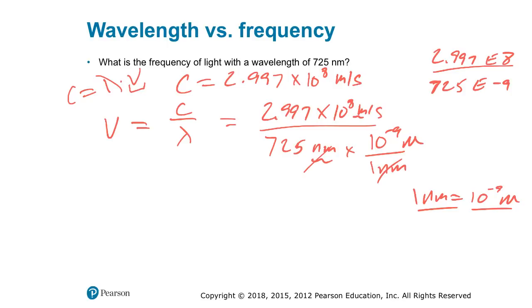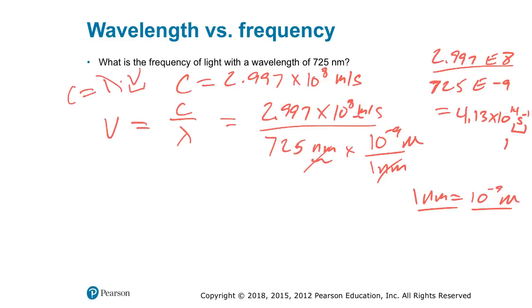Now, at first glance, you may think that this is wrong because the frequency ends up being very high, but that's actually the correct answer. So if you do this calculation, I'm doing it right now, 2.9979 e to the 8 divided by 725 e to the minus 9 works out to be 4.13 times 10 to the 14 inverse seconds.